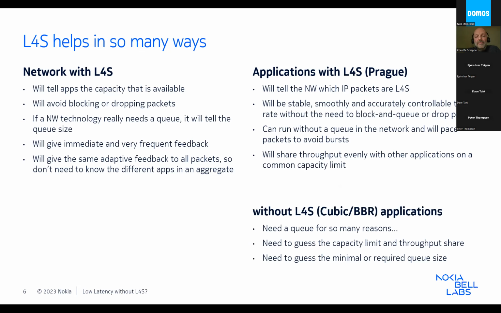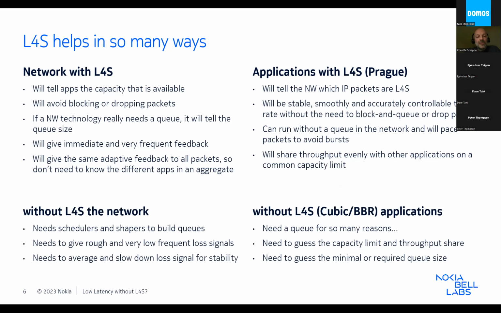And just for comparison, listed here are the limitations today with the existing mechanisms. So we need queues. There are a lot of guesses that need to be made. Also, without LFRS, the network needs schedulers and shapers to build queues. And they can only give a rough and very low frequency loss signal that also needs to be averaged and slowed down. They have to slow down that loss signal for stability.